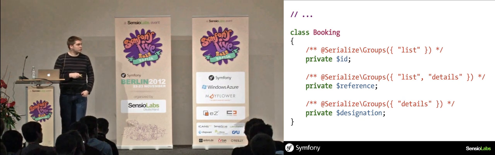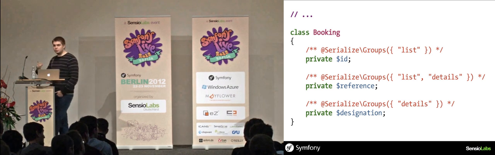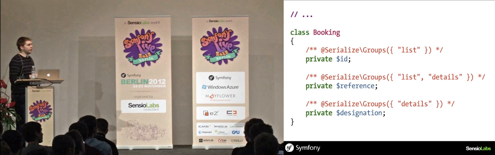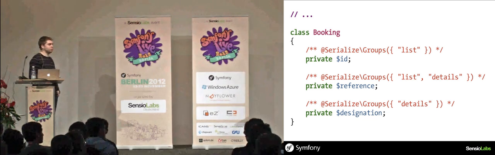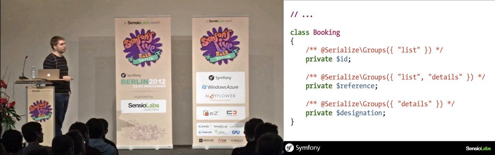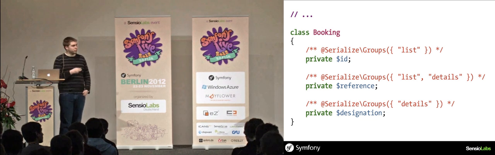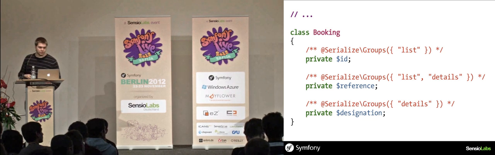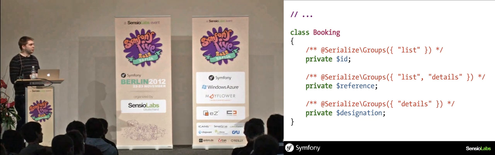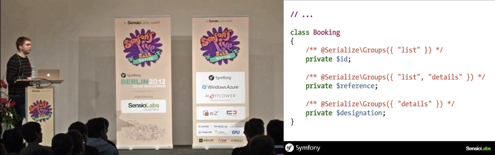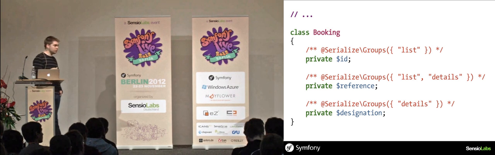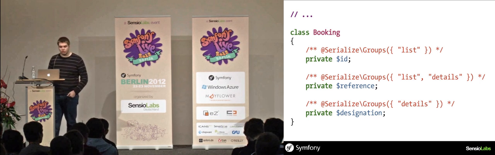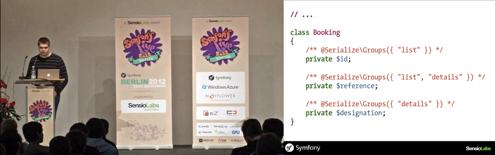So I want a list group if I want to serialize a list of booking objects, for example, and I can also have a detail group because I want the reference to be only in both list and details context. But the designation will only be displayed in the detail group. Okay, so you can tell the serializer to just pick some of your properties to serialize depending on the context.